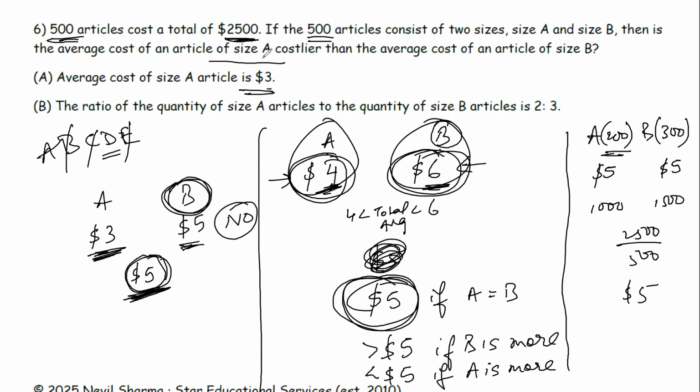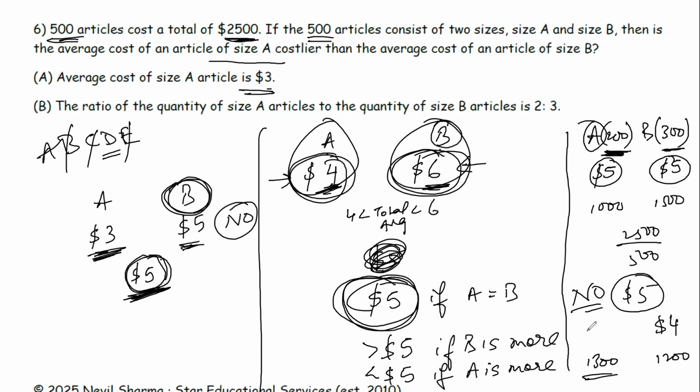So the question is, is A costlier than B? The answer is no. But is it a definite no? I can use another number out here. Let this be $4. We need to get $5 only as a total average. So if I use 300 into 4, I get 1,200. So I know now 1,300 needs to be the total of size A articles. Knowing that there are 200 articles, 200 into what number gives me 1,300? 200 into 6.5 gives me 1,300. So it should be around $6.5.